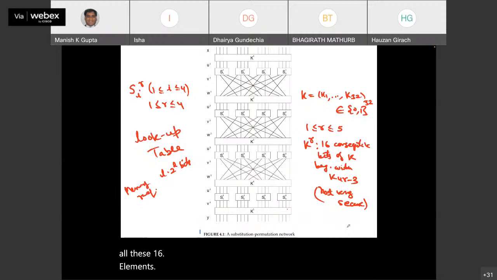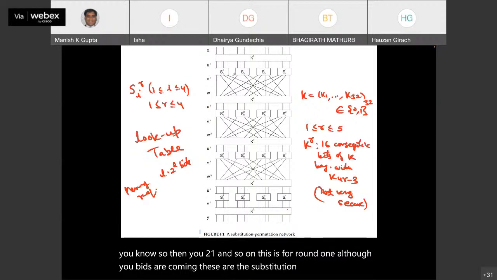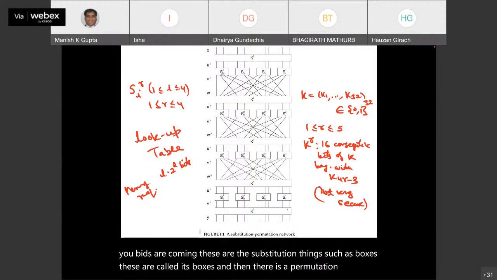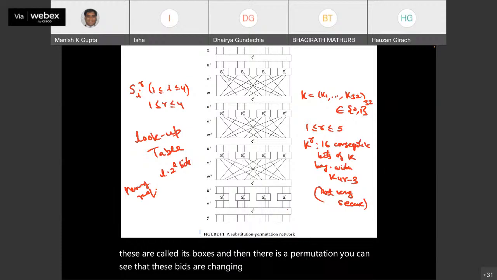So here is an SPN. These are the boxes. This is U1, then U2, and so on. This is for round 1, where all the U bits are coming in. These are the substitution boxes, called S-boxes. Then there is a permutation. You can see that these bits are changing from here to there. For example, this bit is going here and coming out at this one, and so on.